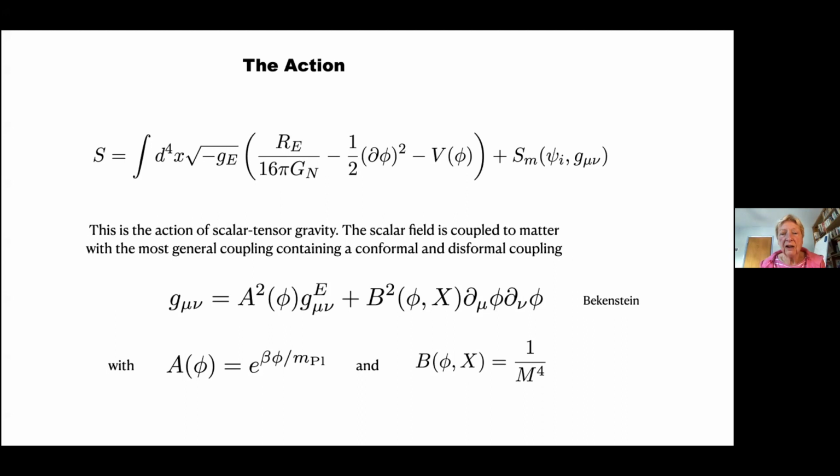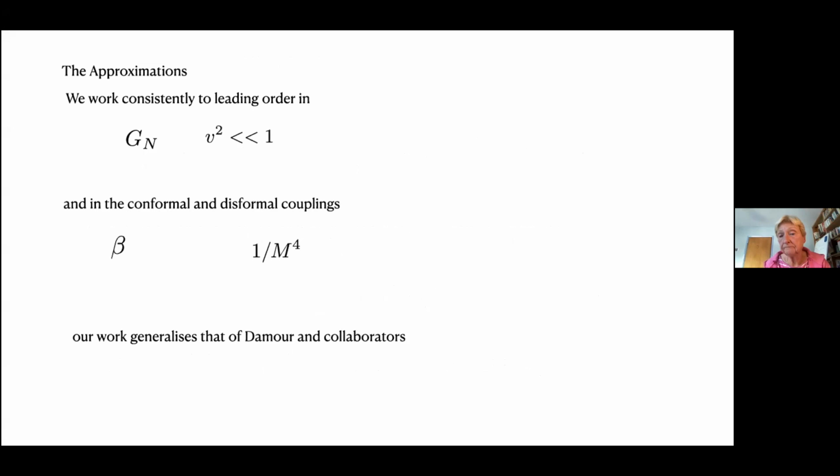And the scalar field is coupled with the most general coupling due to Bekenstein. I think it goes back to 74. I didn't put the date in, which is stupid. So we've got a conformal term where A is some conformal factor, and this is the disformal term, B squared d mu phi d nu phi. And A is taken here to be e to the beta phi over m Planck, and B as 1 over m to the 4, where m is a scale factor, a new scale in the program.